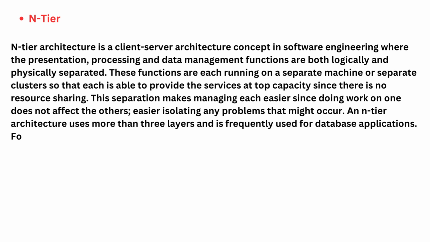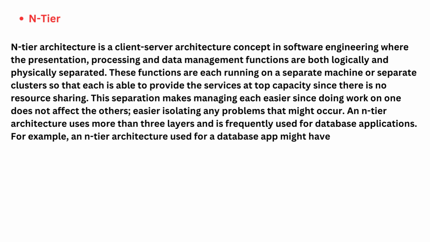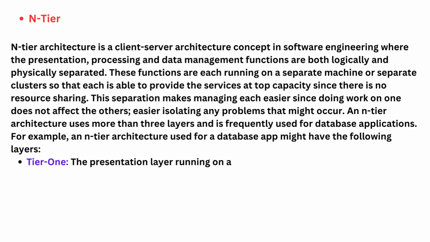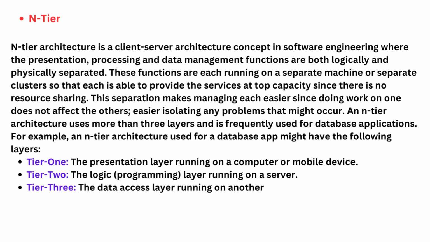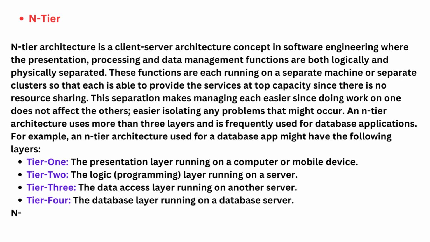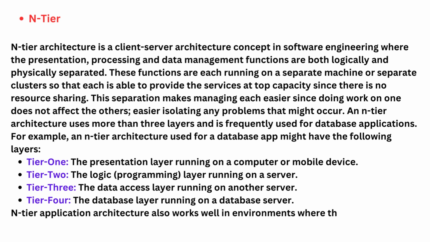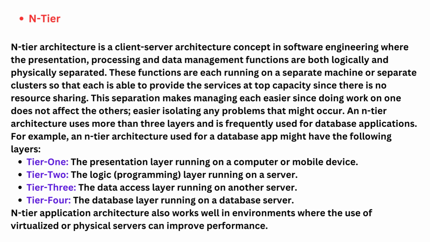For example, an N-tier architecture used for a database app might have the following layers. Tier 1, the presentation layer running on a computer or mobile device. Tier 2, the logic, programming, layer running on a server. Tier 3, the data access layer running on another server. Tier 4, the database layer running on a database server. N-tier application architecture also works well in environments where the use of virtualized or physical servers can improve performance.